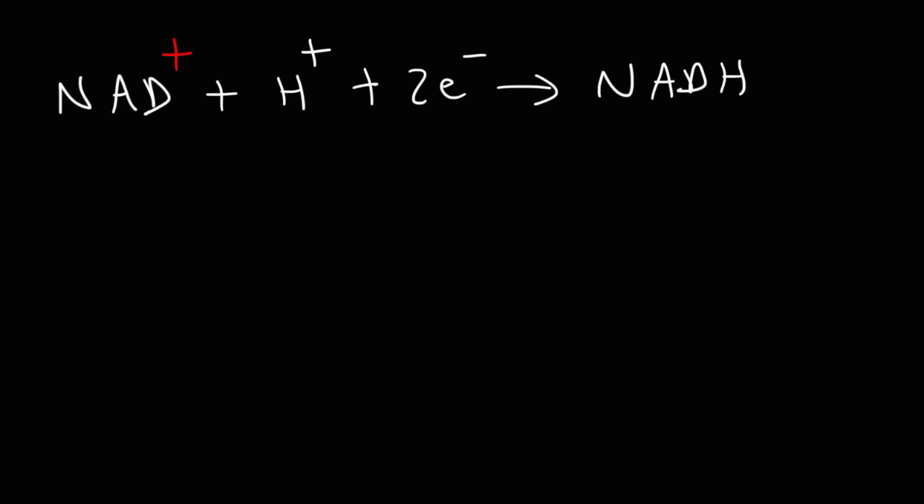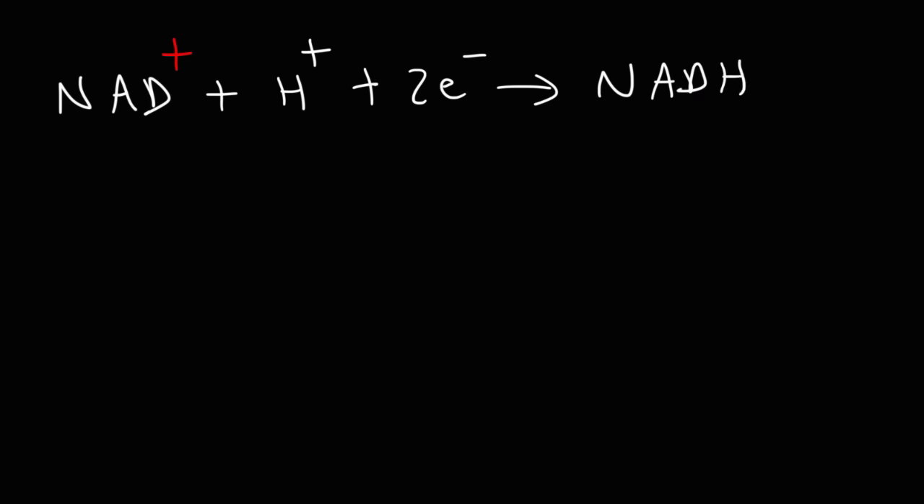In addition, NAD plus is converted into NADH. Now, here is the problem. In order for glycolysis to continue, you need to regenerate NAD plus, because if your cells run out of NAD plus, glycolysis can't continue and your cells won't be able to make ATP. So this is why fermentation is important.